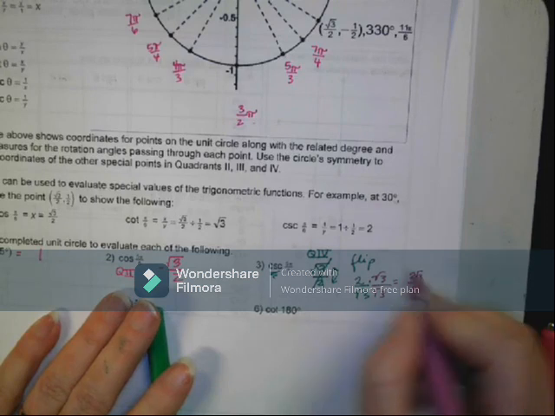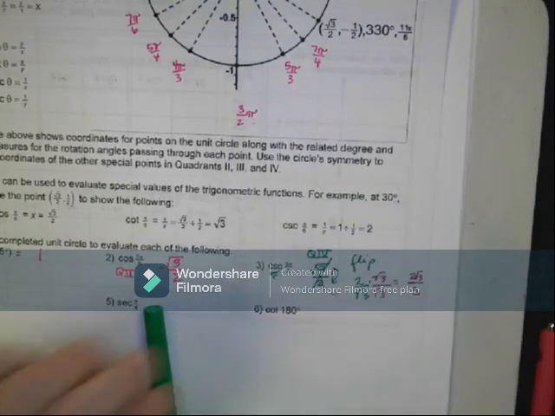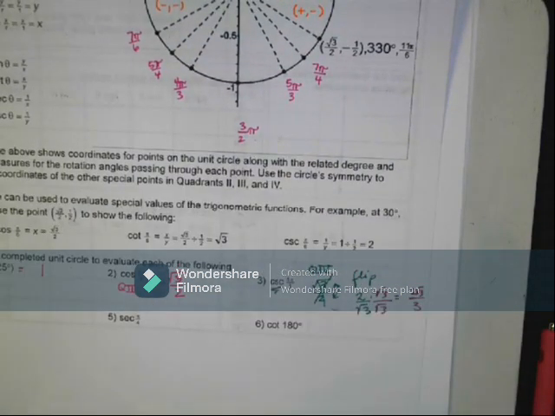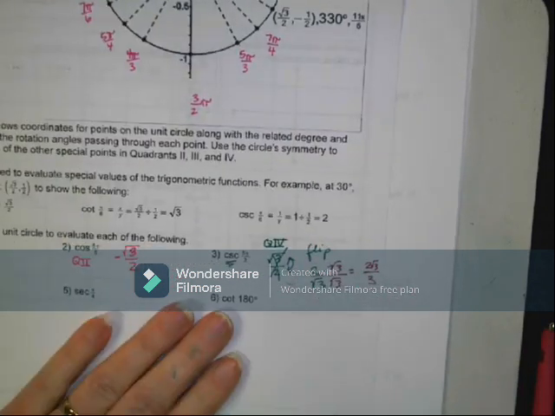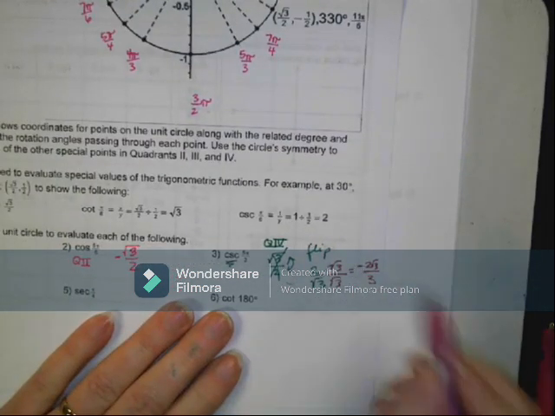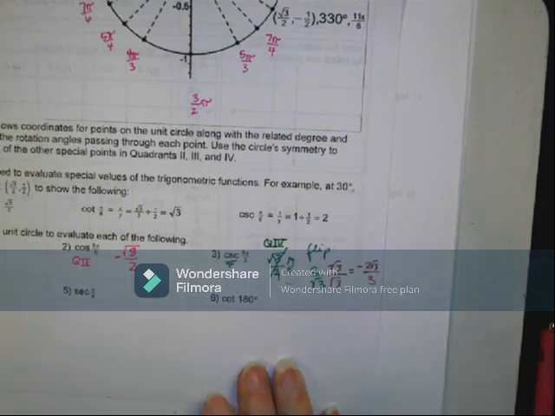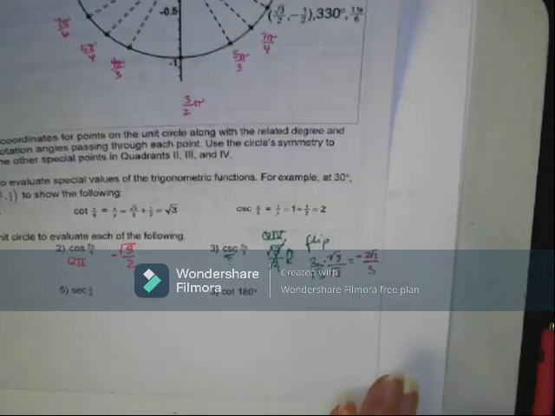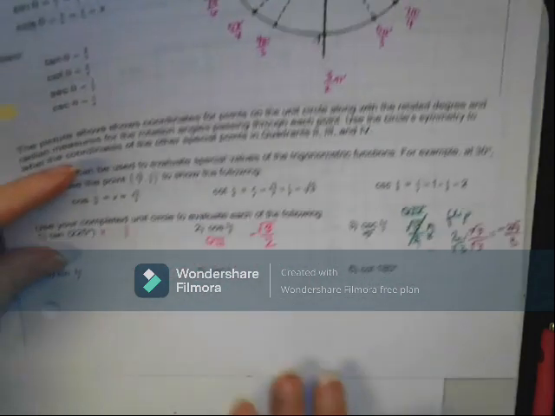And then in quadrant 4, is cosecant positive or negative? Negative, because the only things positive in quadrant 4 are cosine and secant. Are y'all kind of a little bit okay? Getting there? It takes practice.